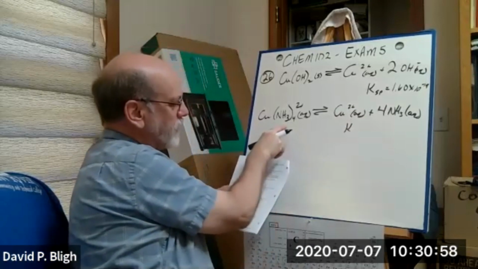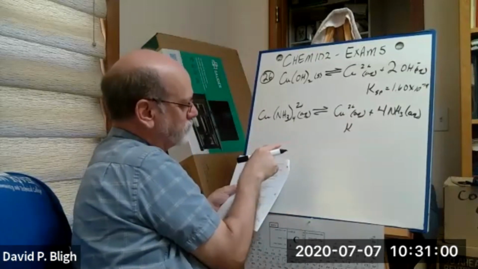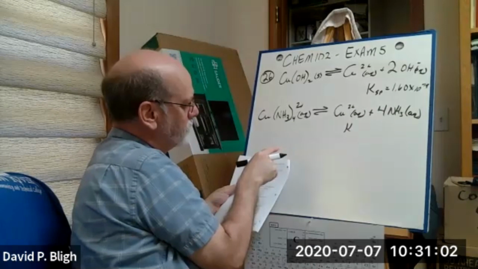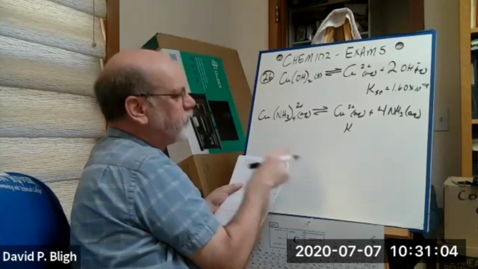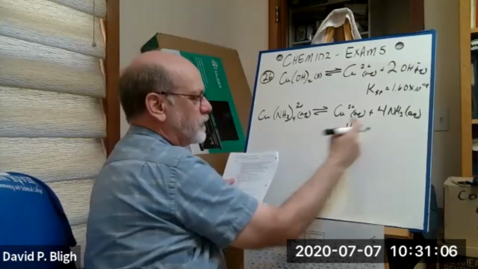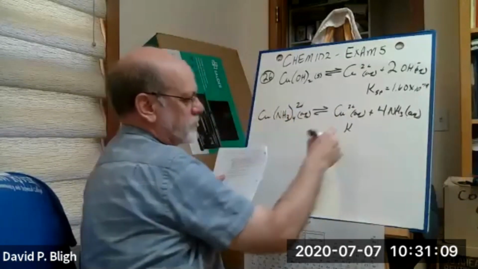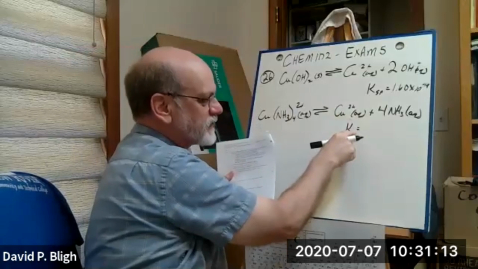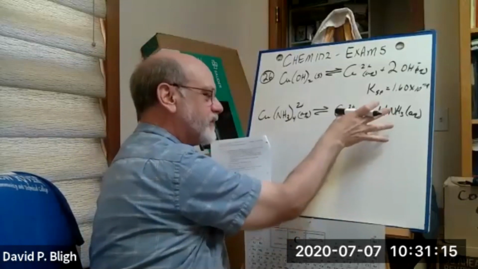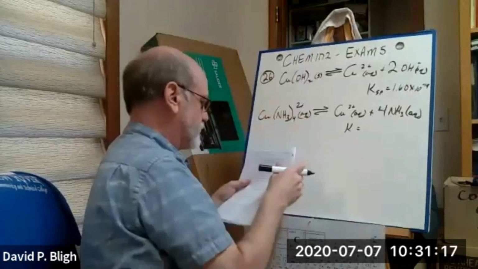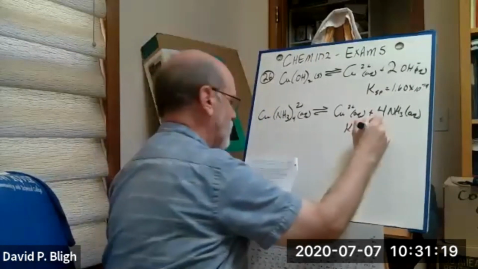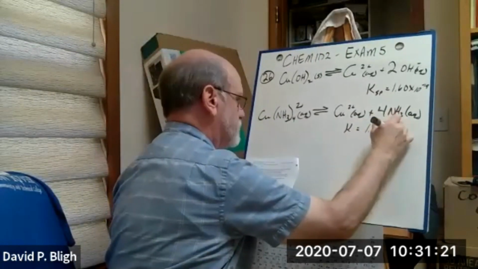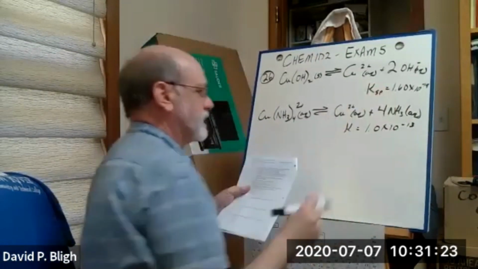Actually, this is a complex ion. So, well, the formation constant would be going this direction. So that's why they just call this one K. Because if they said K sub F, it would imply that the reaction was reversed. 1.0 times 10 to the minus 13.